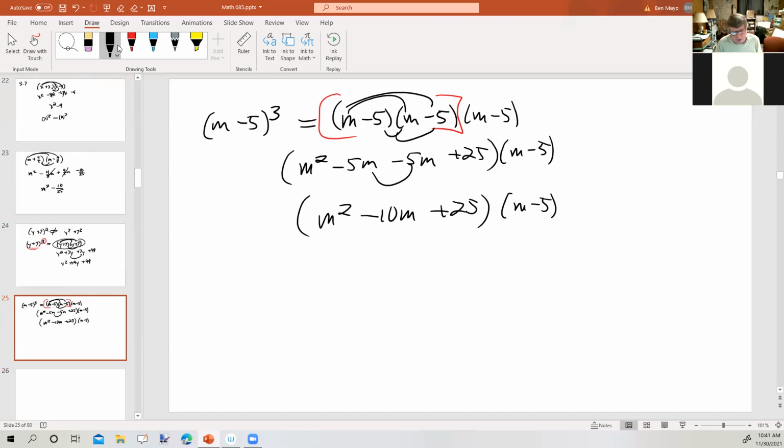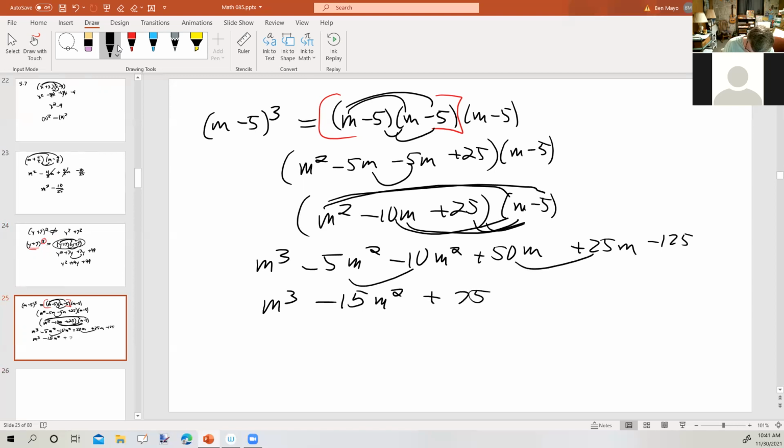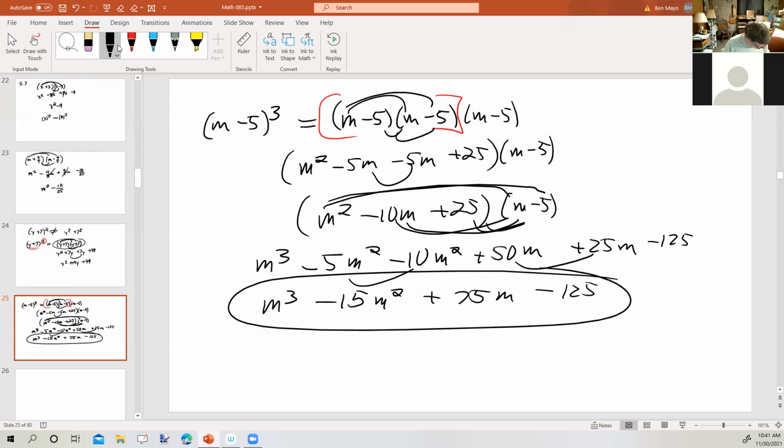Then we take that result and distribute it through the last factor of m minus 5. So we get m cubed minus 5m squared minus 10m squared plus 50m plus 25m minus 125. Combining like terms, m cubed minus 15m squared plus 75m minus 125. And we get that ginormous thing.